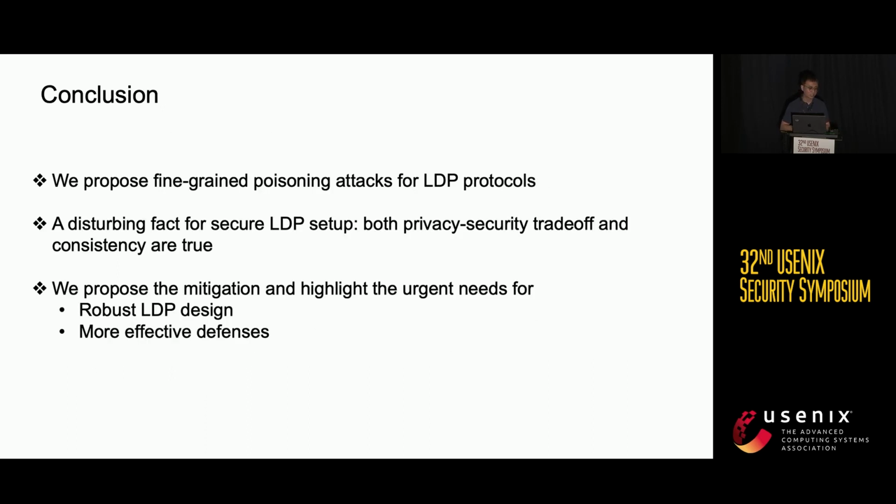To conclude, we propose a fine-grained poisoning attack, and our analysis reveals a disturbing fact that both the privacy-security trade-off and consistency are correct. So it is difficult to secure LDP by just fine-tuning the parameter epsilon. We also propose mitigation, which highlights the urgent need for analysis of LDP robustness, secure LDP design, as well as exploration of more effective defenses against poisoning attacks.